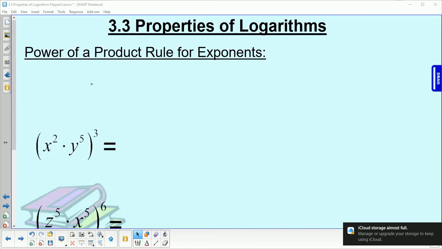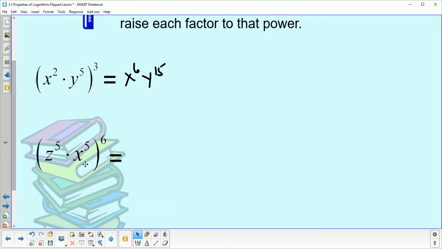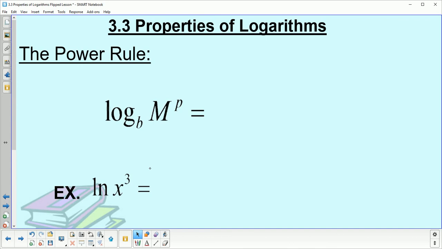And next we have is our power rule. So when we have a power raised to a power, we actually multiply our powers. So this would give us x to the 6th, y to the 15th. And remember, we can't do anything to put those two together. And then down here, we're going to have z to the 30th, x to the 30th. Again, different bases, so we cannot combine those two.